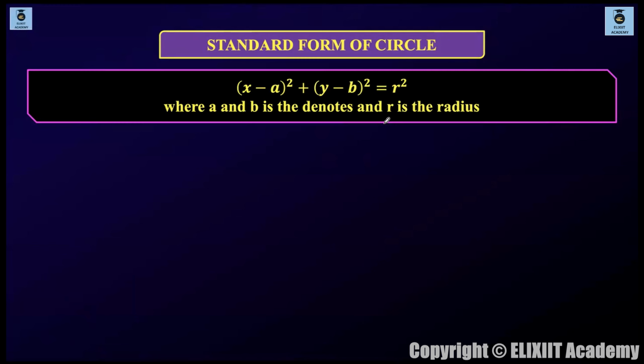Give the heading: standard equation of a circle, or standard form. The standard form of a circle: how are we getting this standard form? You see from here, we have the fixed point. This fixed point was (a, b), and along this, we are taking a fixed distance, keeping a constant distance.